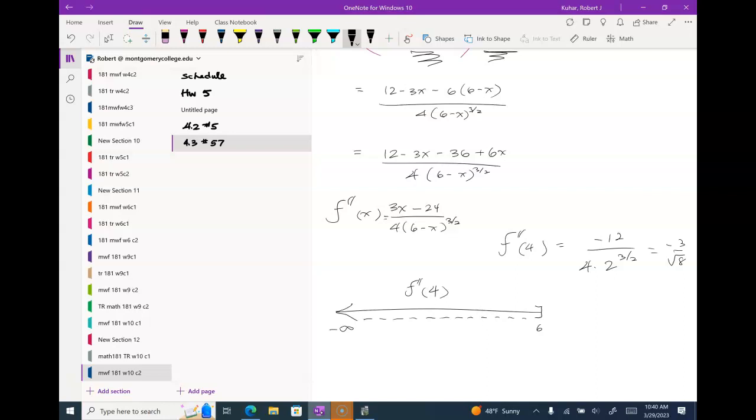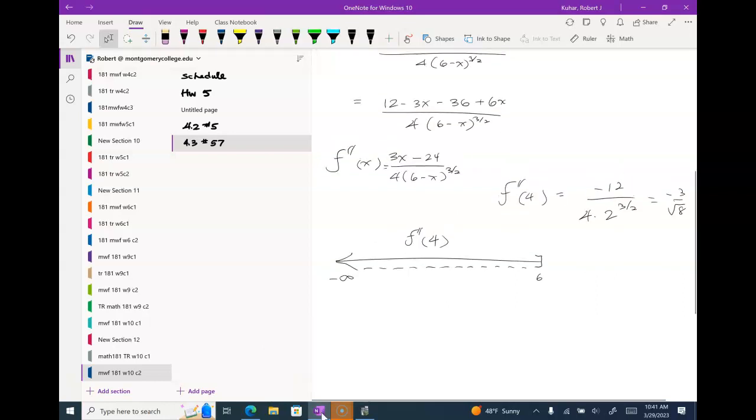So conclusion now. The second derivative is negative on the entire domain, which means the original function is concave down on the entire domain. I know that the second derivative at 4 is negative. The first derivative at 4 is 0, and f of 4 exists, right? F of 4 exists. What is f of 4? 4 square root of 6 minus 4. So 4 square root of 2. So that means that point is a local max, right?